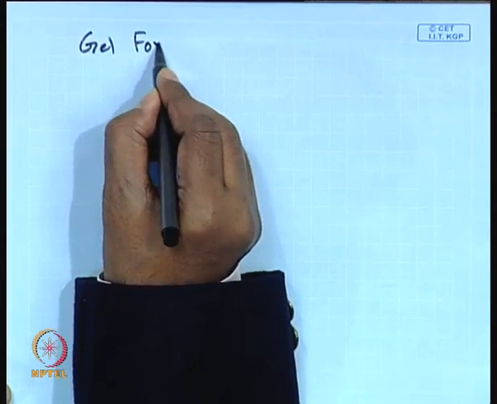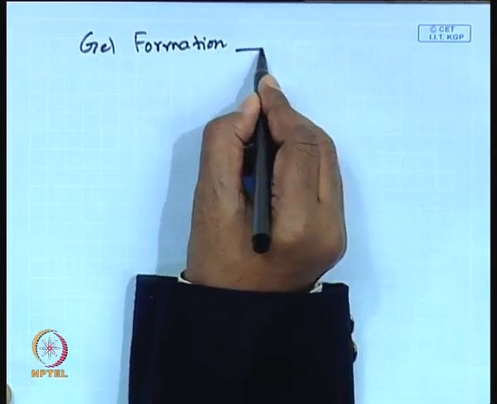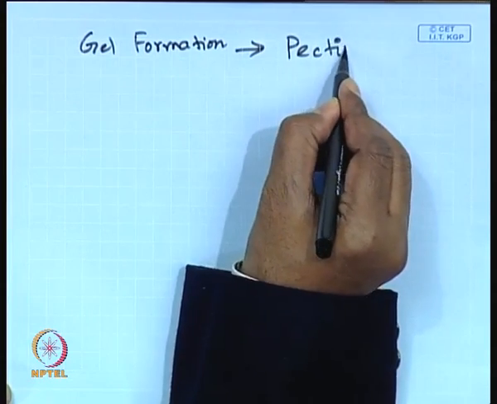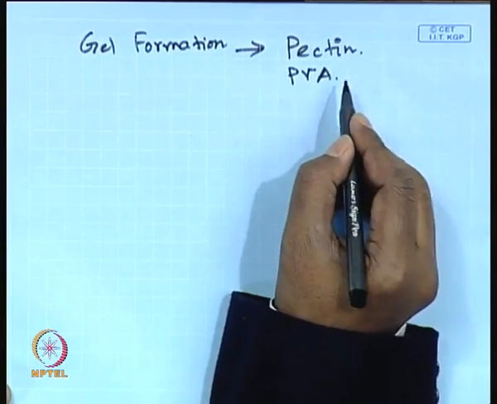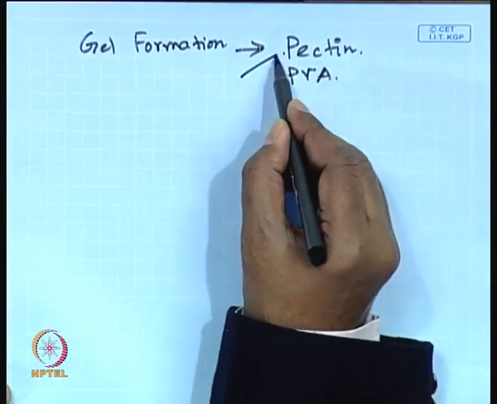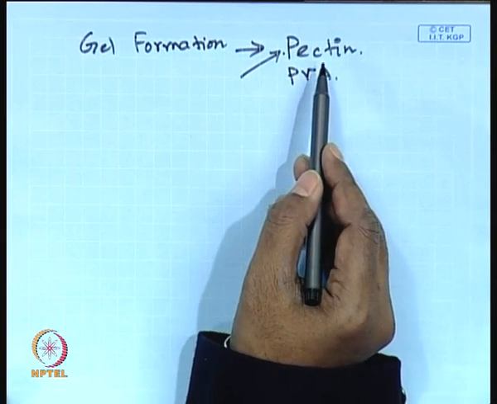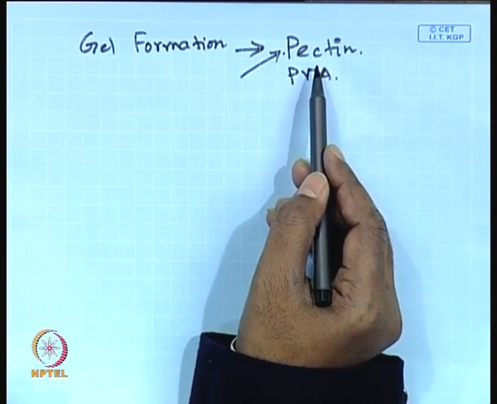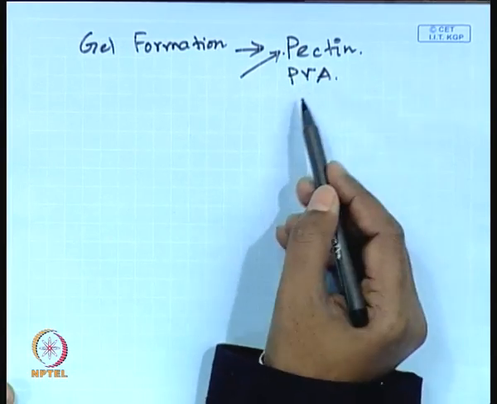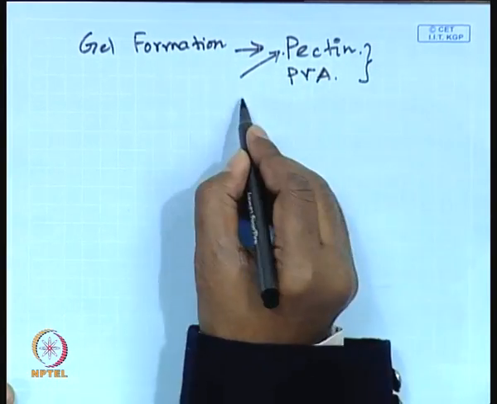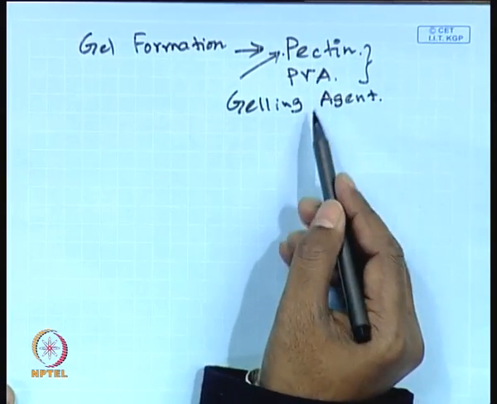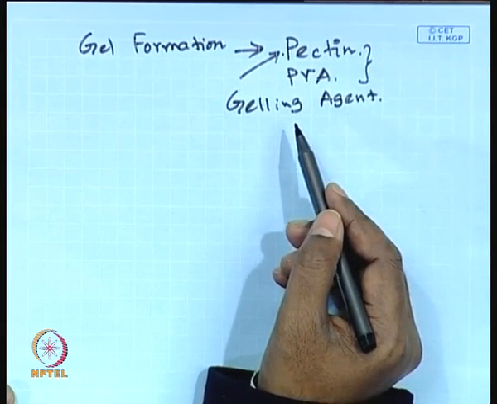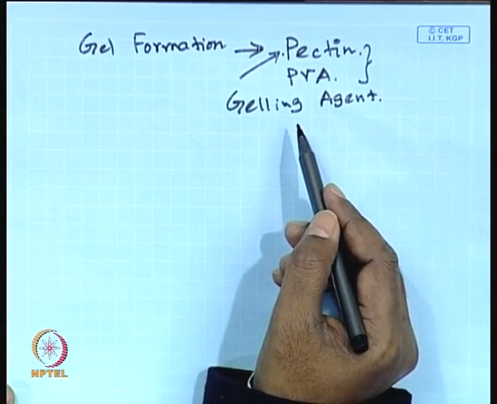Now, for some solutes, gel formation is inevitable. For example, solutes like pectin. Pectin is a well known gel forming agent, as is PVA, polyvinyl alcohol. PVA is a polymer, and pectin is a polysaccharide which occurs in high quantity in fruit juice, in citrus fruit juice. So, these are all well known gelling agents. For filtration of such gelling agents, gel formation is unavoidable, and it occurs from the very beginning of the operation. Okay.